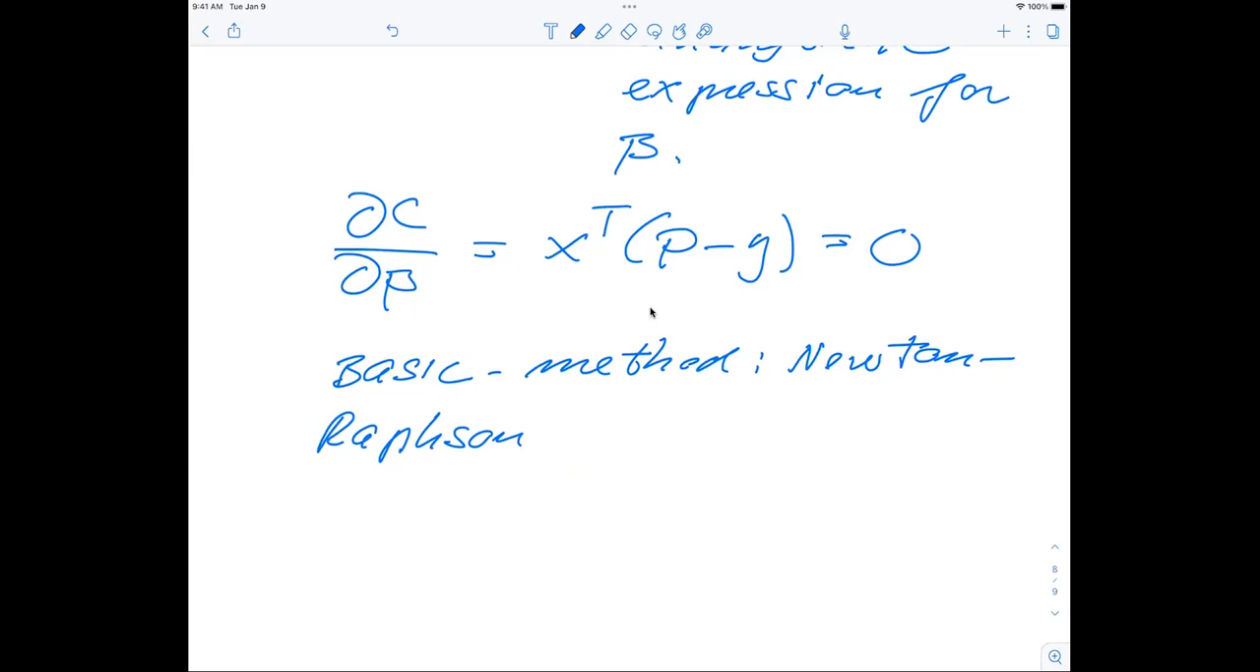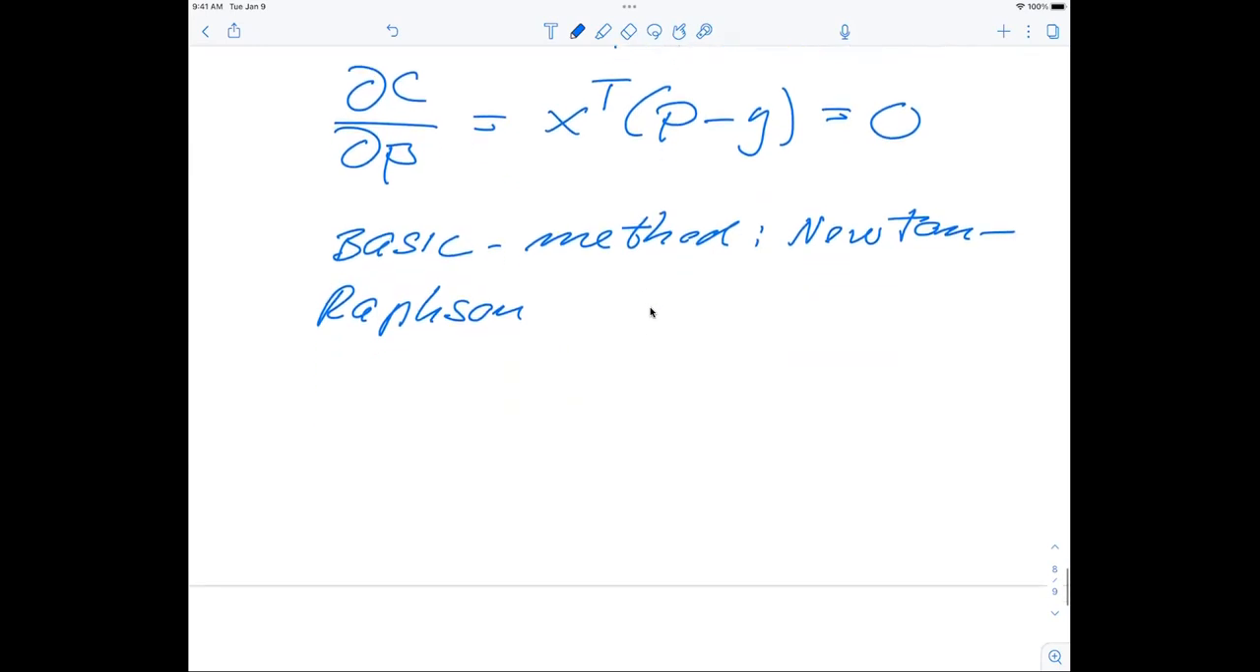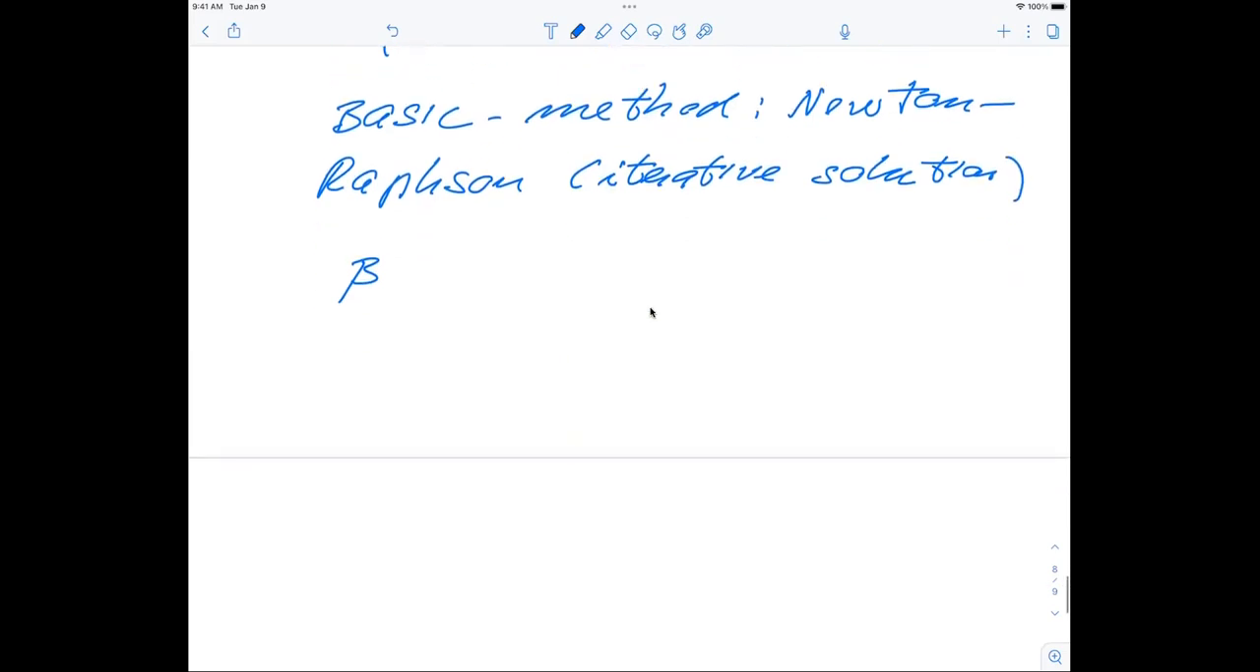Okay. So if you look at the basic Newton-Raphson method, what we end up with is to solve iteratively. So this is an iterative solution, where after iteration k plus 1, the result is given by the previous result, beta of k, from iteration k.